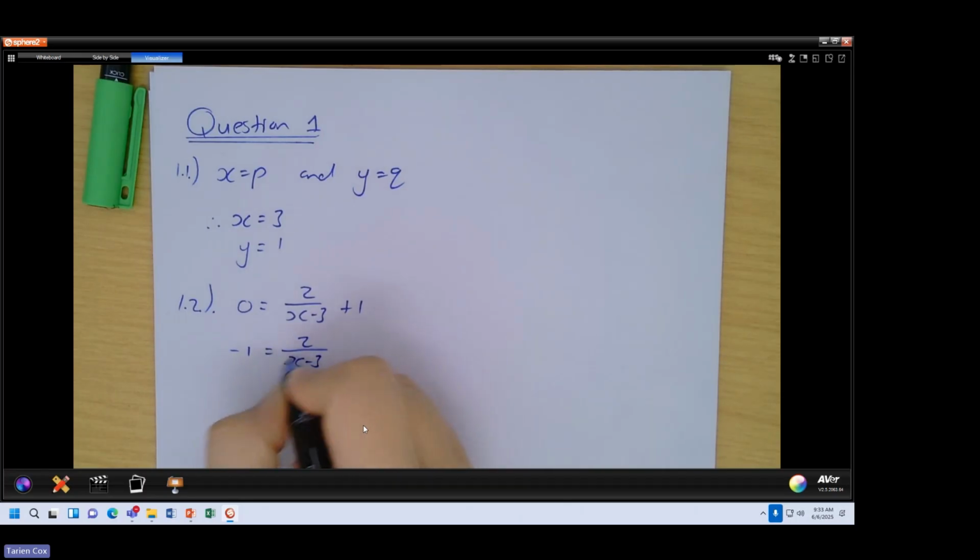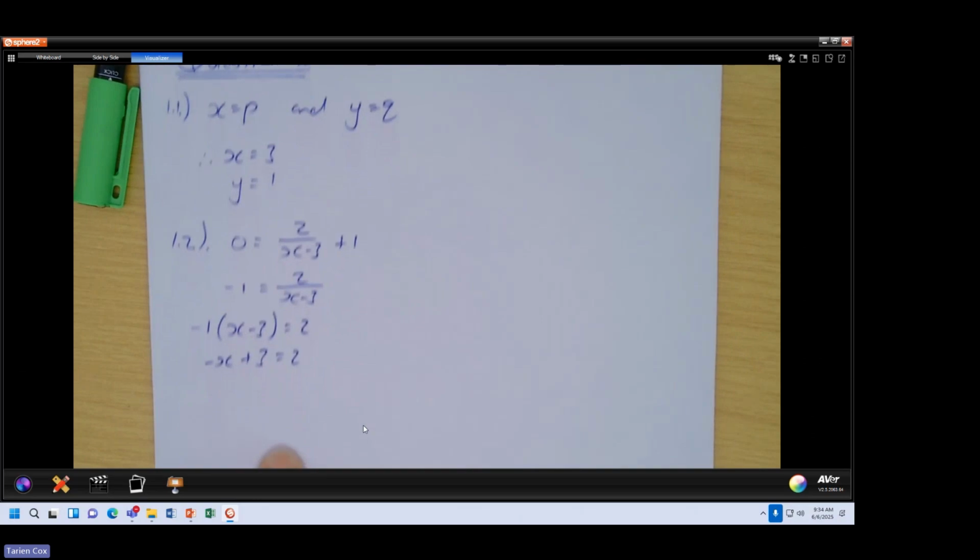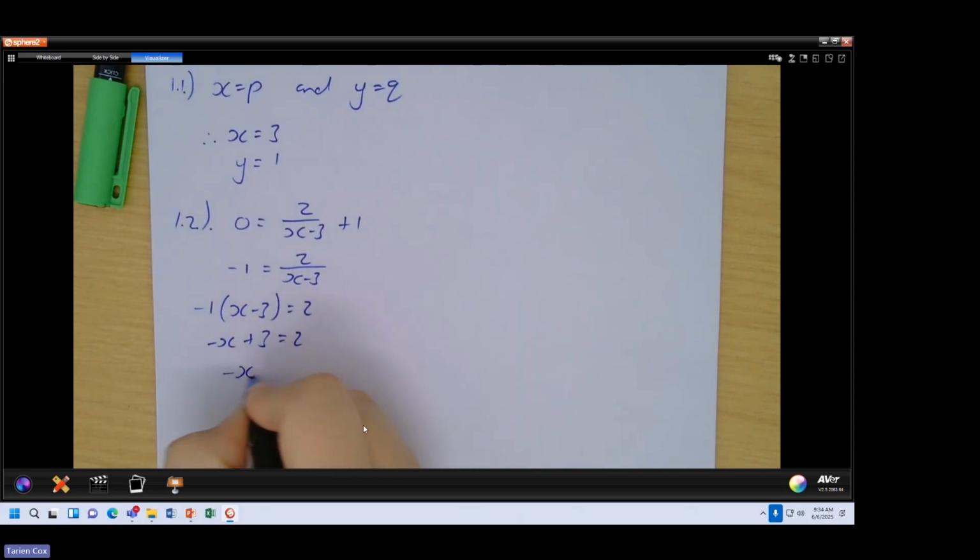So now I'm able to multiply this to the other side. If it's divided on this side, multiply it, that's the inverse. So negative 1 times x minus 3 is equal to 2. Multiply the brackets, negative x plus 3 is equal to 2. And then I've got negative x is equal to 2 minus 3, and negative x will be negative 1. And x will then be equal to positive 1. Right, and we had 1.3 that we had to sketch.